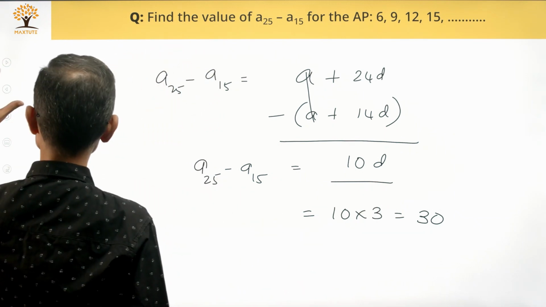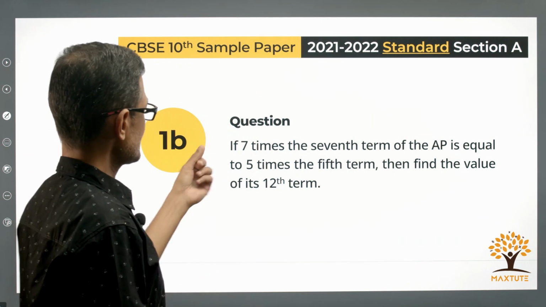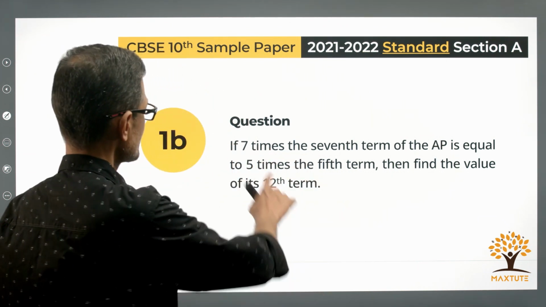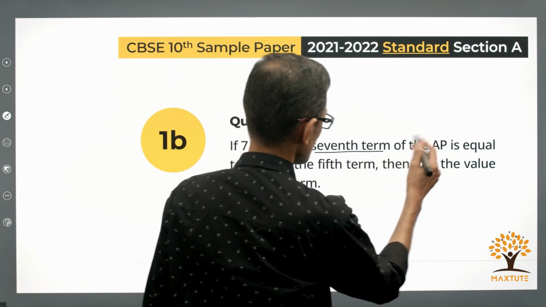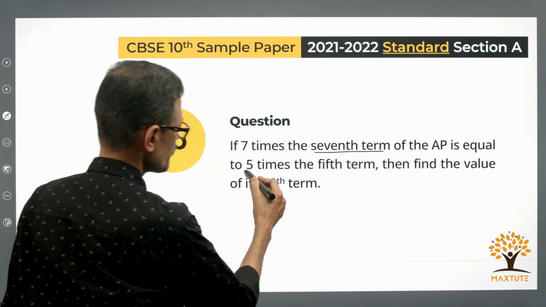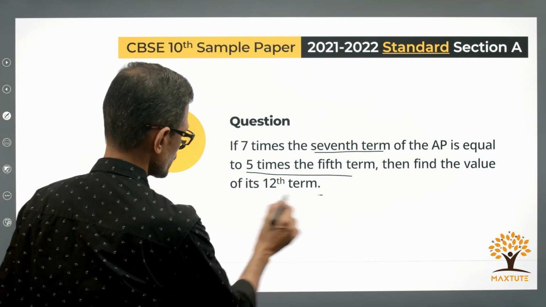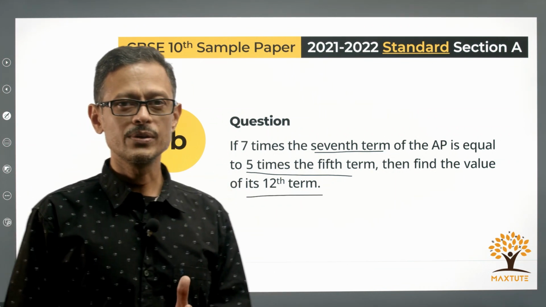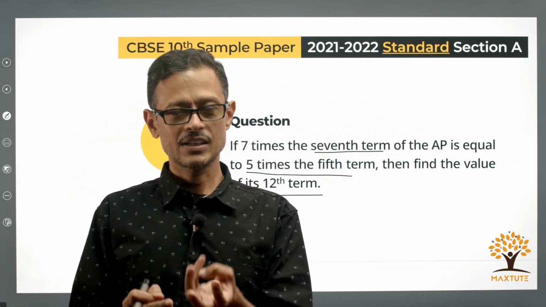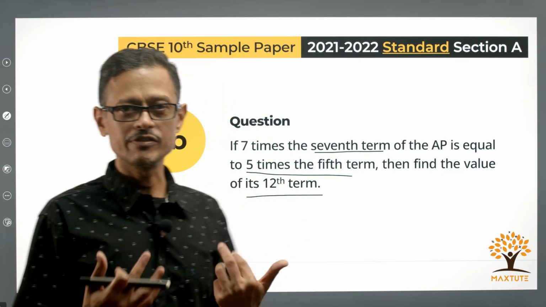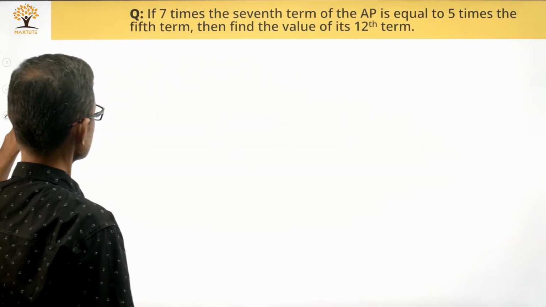Move on to the second part, which is the internal choice. This is an interesting one actually. If 7 times the 7th term of the AP is equal to 5 times the 5th term of the AP, then find the value of the 12th term. First step, I'm going to write the formula to find out the nth term as always and find out what we are trying to find out. We're trying to find out the 12th term.